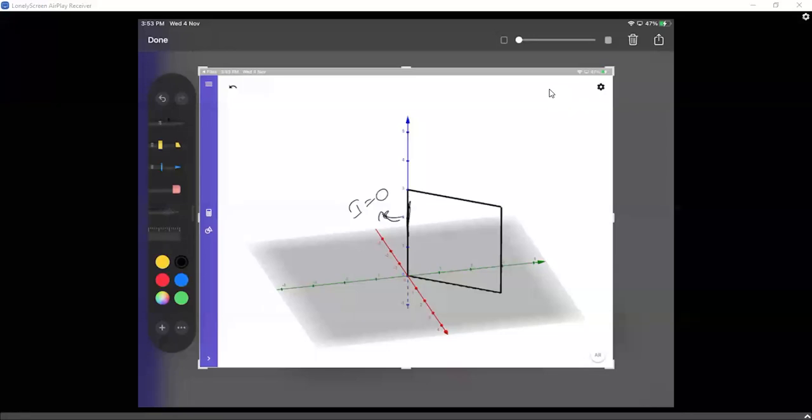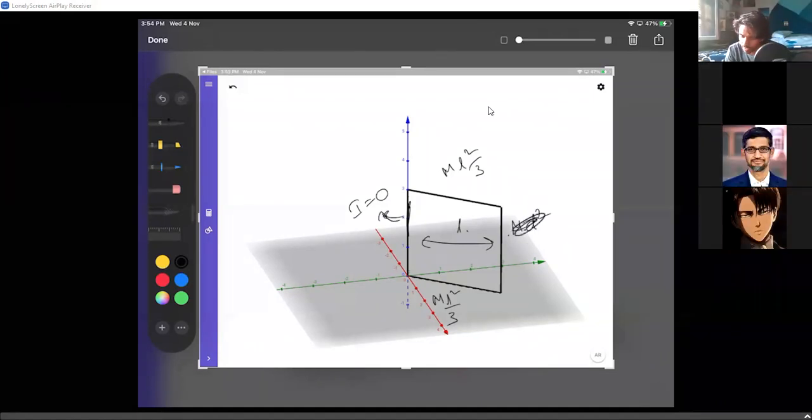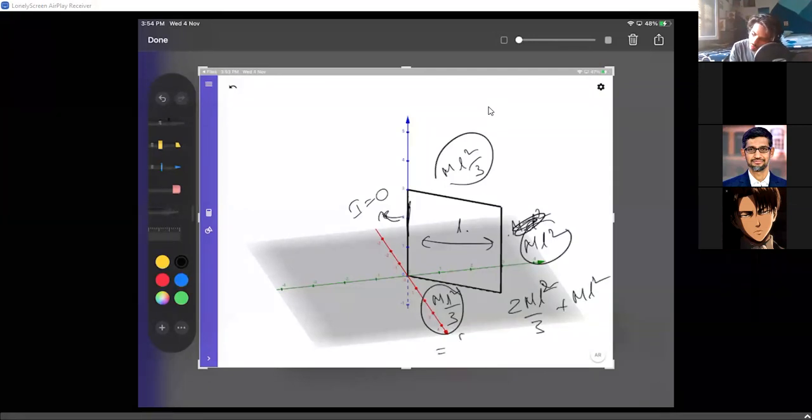Because it lies on the axis. Beautiful. So for that it is 0. For this it is mL square by 3. For this it is mL square by 3. And for this we've already talked about it. It depends on this distance, md square basically. But d here is nothing but L, since it's a squarish plate. So this value becomes mL square. So all you have to do is mL square by 3 plus mL square by 3 plus mL square, which is 2mL square by 3 plus mL square. That gives us 5mL square by 3.